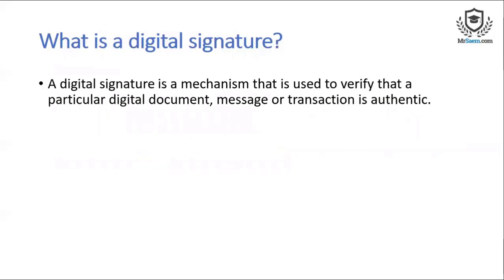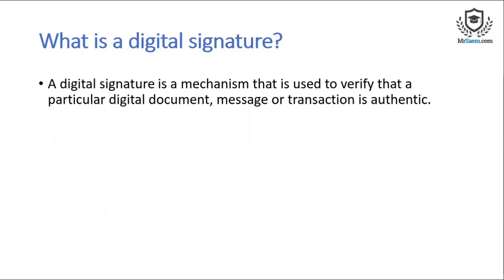So a digital signature is a mechanism that is used to verify that a particular digital document, message, or transaction is authentic. Obviously, if the digital signature is there, we can confirm that it is authentic. There are various third-party companies that also do it. Initially, there was VeriSign. When you went to e-commerce-based websites, you would always see a VeriSign. VeriSign would digitally certify the website selling it, and they would issue the digital certificates.